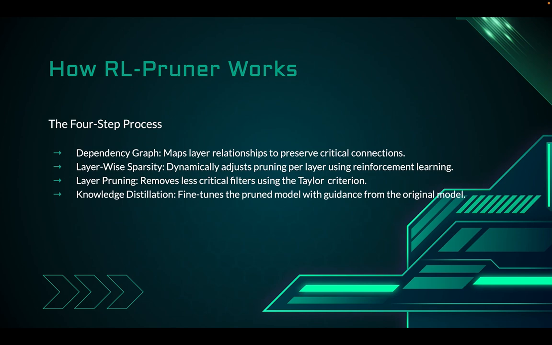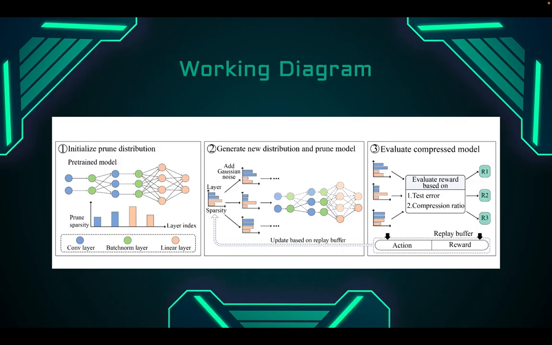And then there's the last step, which is knowledge distillation. Finally, RL Pruner uses the original model as a teacher to fine tune the pruned model, recovering any lost performance. So the original model we had, the bulky model, we're going to use it further as a teacher or as a guide to fine tune this pruned model. Next slide is a working diagram which I'm going to briefly explain.